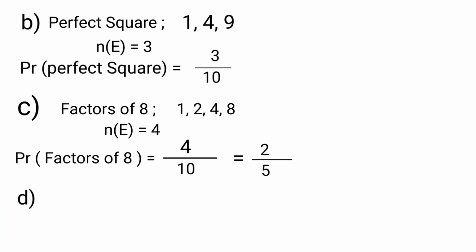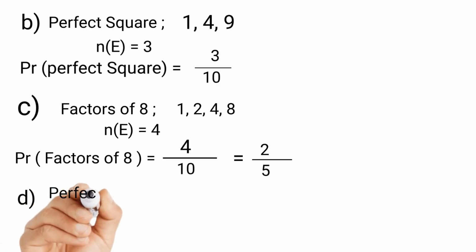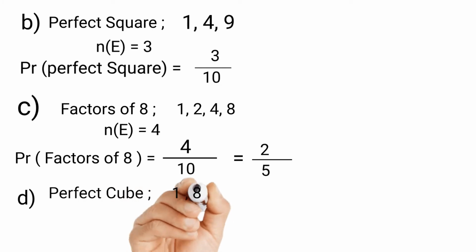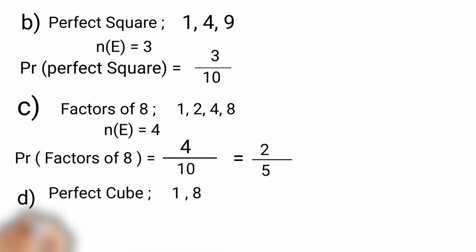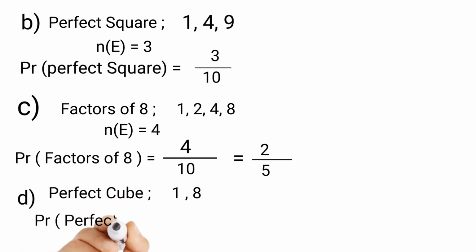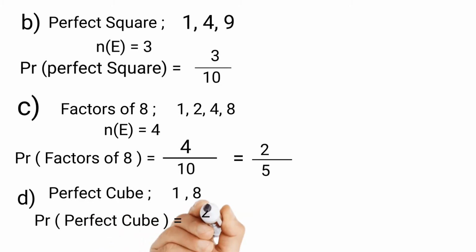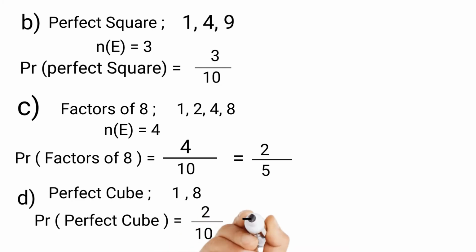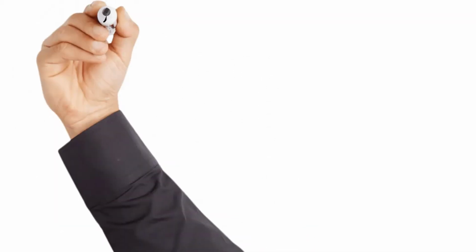D part of the question. Perfect cube. The perfect cubes between 1 and 10 are 1 raised to power 3 and 2 raised to power 3, which is 1 and 8. That's 2 of them. So we have 2 over 10 now. All right? Break it down. We're going to have 1 over 5. Very simple.